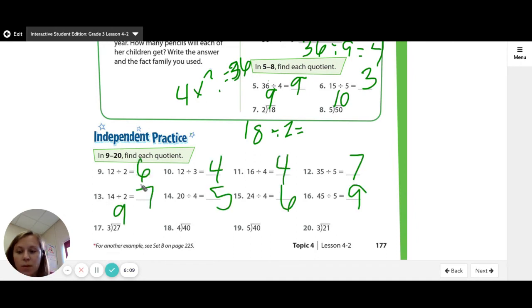So I know 12 divided by 2 is 6. 12 divided by 3 is 4. 16 divided by 4 is 4. 35 divided by 5 is 7. 14 divided by 2 is 7. 20 divided by 4 is 5. 24 divided by 4 is 6. 45 divided by 5 is 9. 27 divided by 3 is 9. 40 divided by 4 is 10, because 10 times 4 is 40. 40 divided by 5 is 8. And 21 divided by 3 is 7.